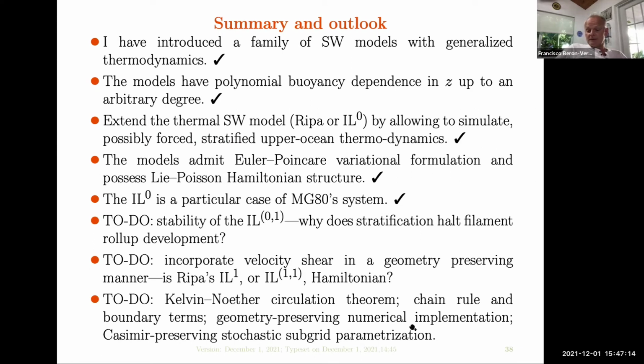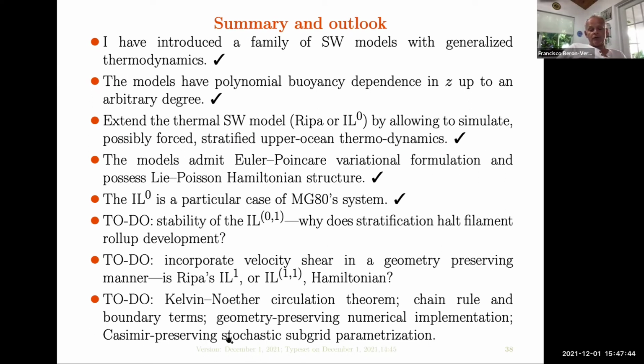This is interesting: the numerical implementation of geometry, a geometry-preserving numerical implementation. Okay, there's been a lot of progress in developing numerical codes that preserve the Hamiltonian structure of a system. So it'd be nice to see if something can be developed for this class of systems.